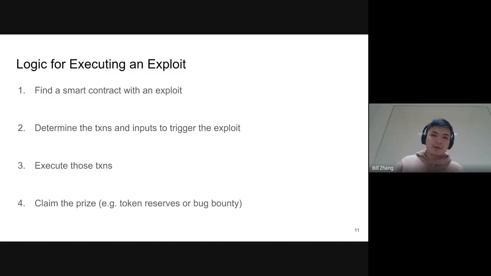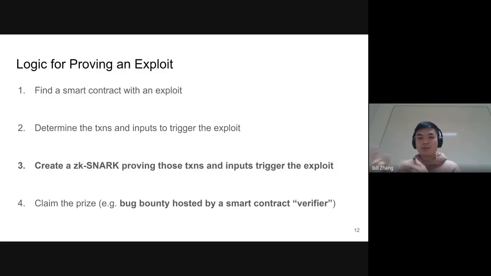The third step is straightforward: execute the transactions, trigger the exploit. And the fourth step is to claim that prize, whether it's that bug bounty program's loot or the actual token reserves stored there. The modifications, if you're trying to prove that an exploit exists, are in steps 3 and 4.